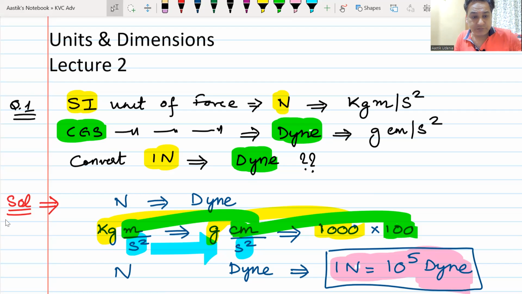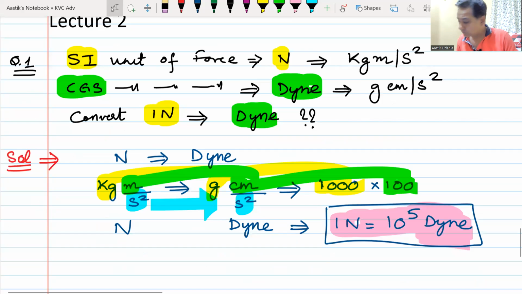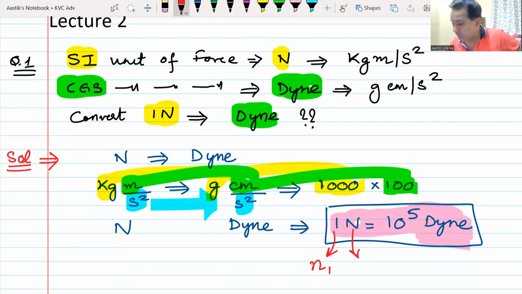Okay. Now here also you can understand the same principle that I was talking about. This one is the numerical value n, or I call it n1. This Newton is the unit in the SI system. So n1 into u1. And if you look on the right hand side, what do you get? You get n2 into u2. So basically you get n1 u1 is equal to n2 into u2. Do we understand this?